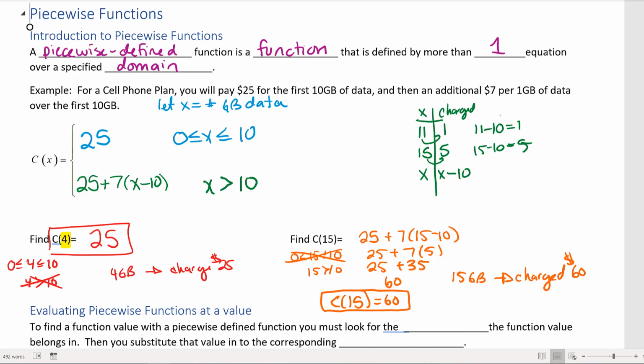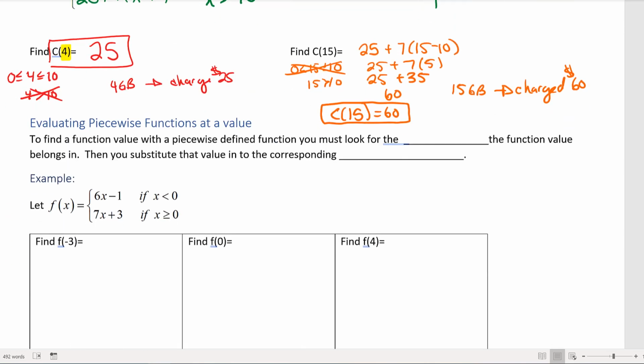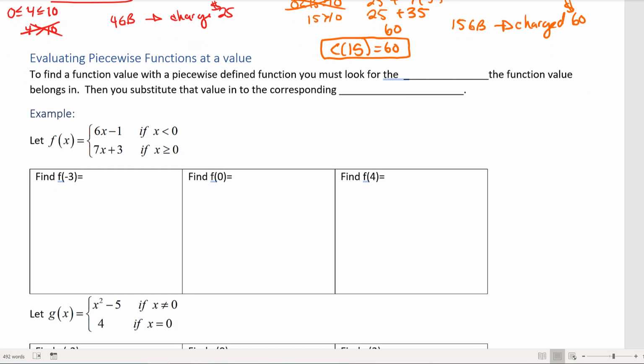Okay, so let's go on to some more examples here. Evaluating a piecewise function at a value is exactly what we did when we found C of 4 and C of 15. But just to give you some more clearly defined rules, to find a function value with a piecewise defined function, you must first look for the domain.